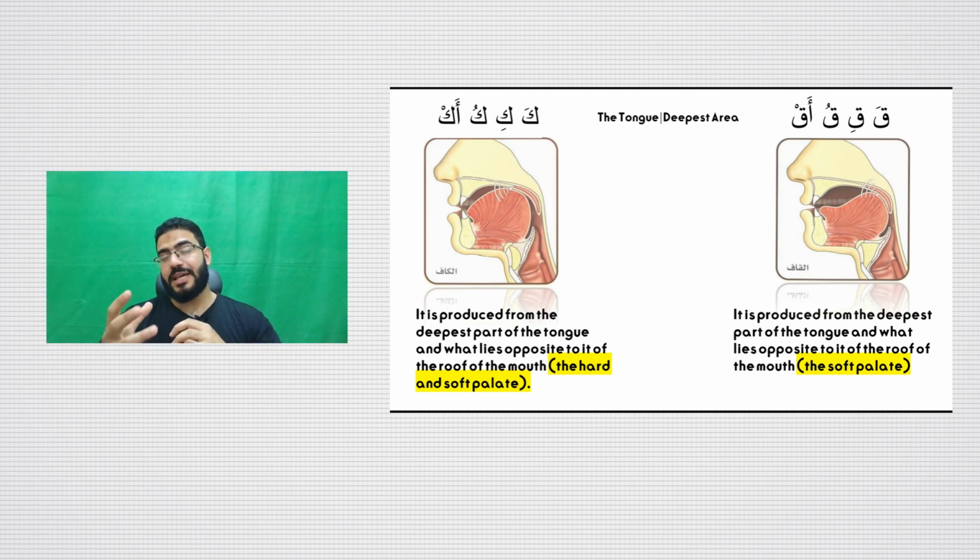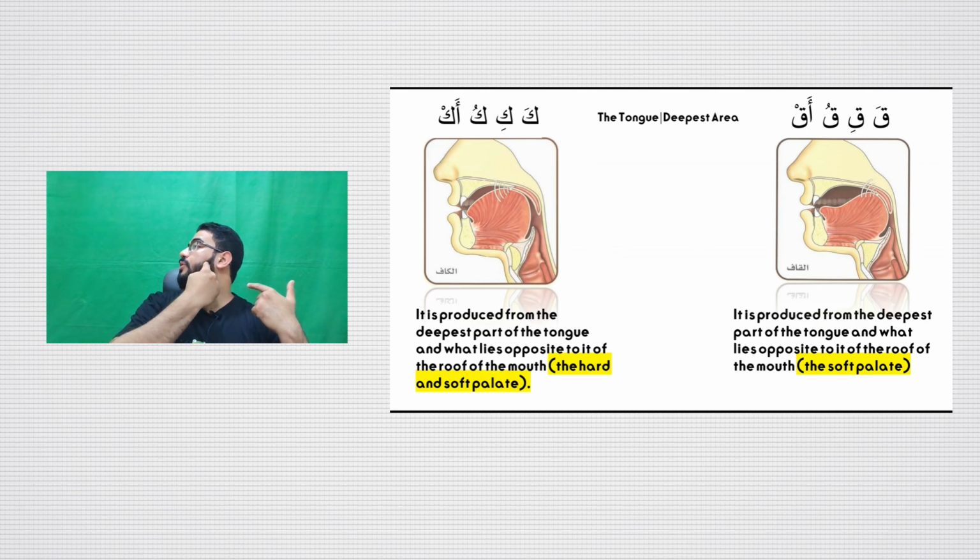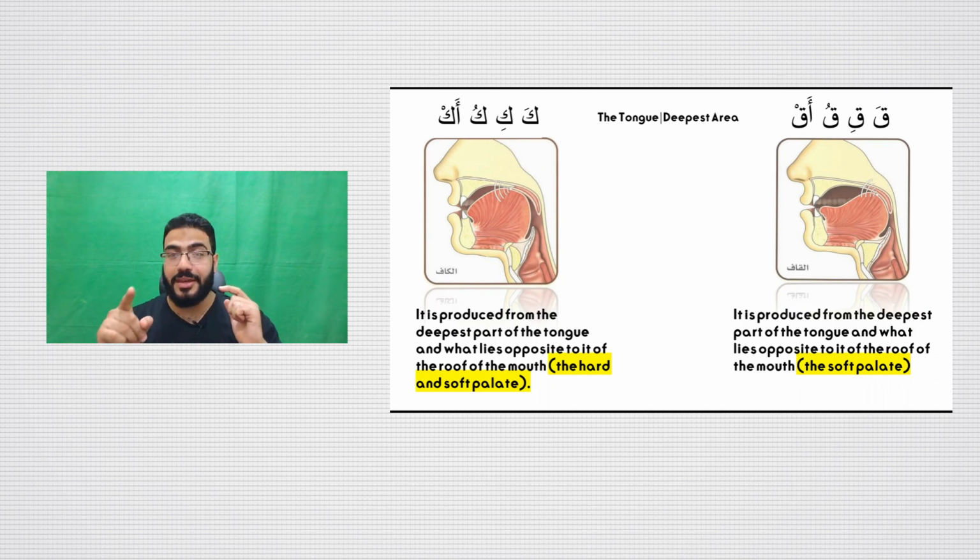So qaf, as you can see, is from the deepest part of your tongue and what lies opposite to it, the roof of your mouth. When you look at the roof of your mouth, you find here that part is bone, hard. And then a little bit further, you find this soft area. So qaf is exactly from this soft palate. Repeat after me: aqo. You can find that your tongue goes up, aqo, to this soft palate.